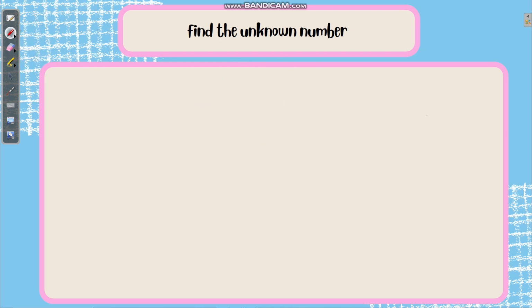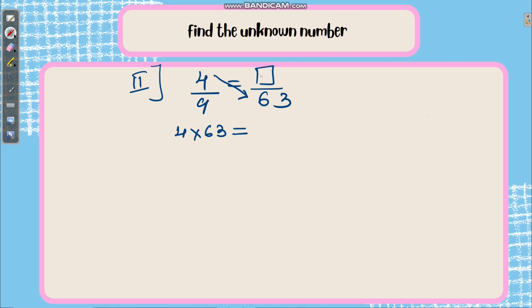So let's find out the second way or the second method to find the unknown number. Let's take the same example, that is 4 by 9 is equal to a blank upon 63. This is the cross multiplication method. Because they're equivalent, their product has to be same, right? So that's what we studied earlier. So 4 into 63 will be equal to, I don't know this, so I'll assume it as x. It is 9 into x. Now I want to find x, so I'll take this 9 on the other side. So it's 4 into 63 upon 9 is equal to x.